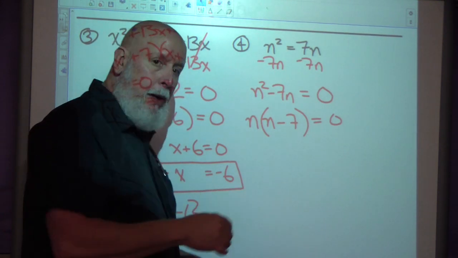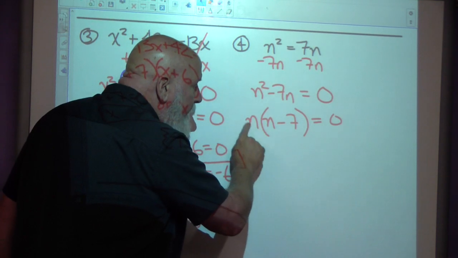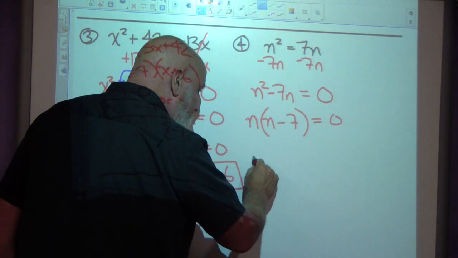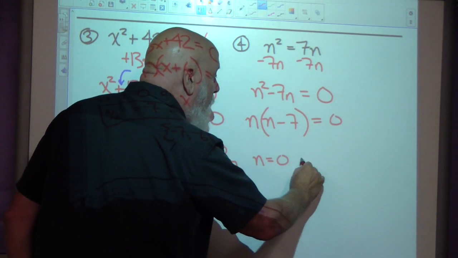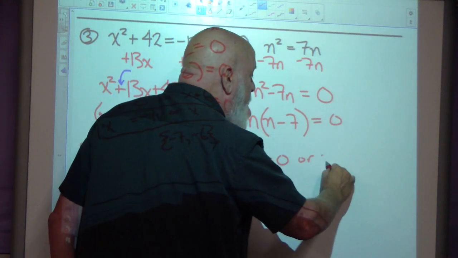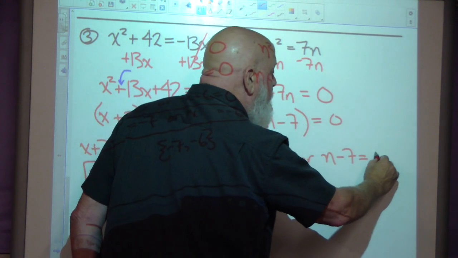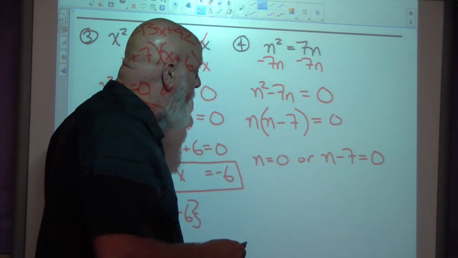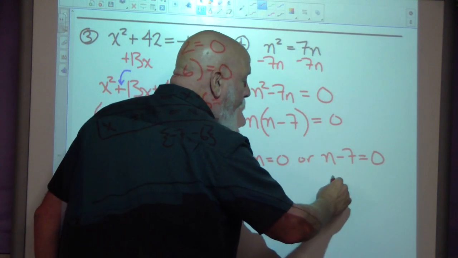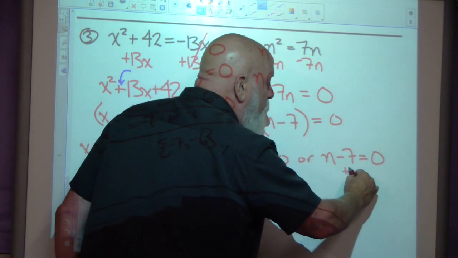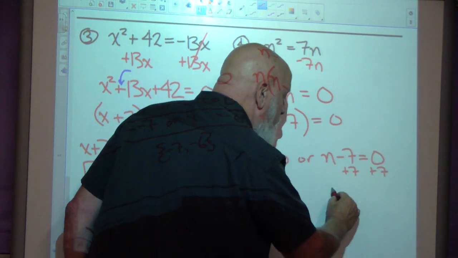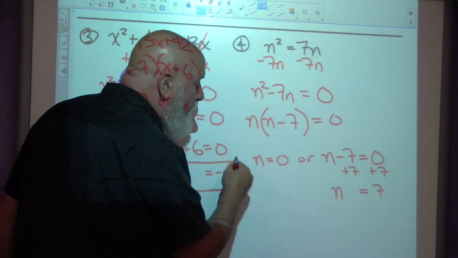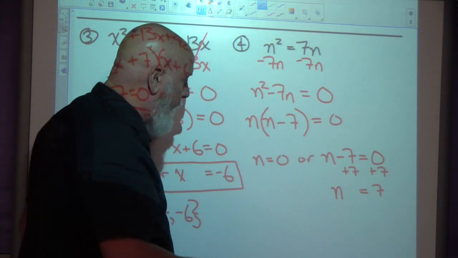And now I'm going to employ the zero product property. If this little bitty factor times this big factor is equal to 0, then either this little bitty factor is equal to 0, or this bigger looking factor is equal to 0. Then I solve them both. Well, this one's already solved, so there's nothing else we need to do there. This one, I have to add 7 to both sides. And I get n is equal to 7. By already solved, I mean that n is already by itself.